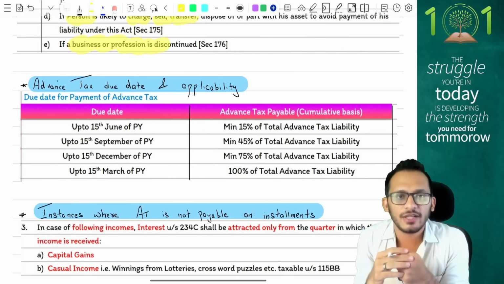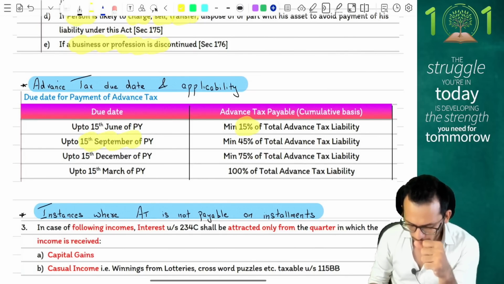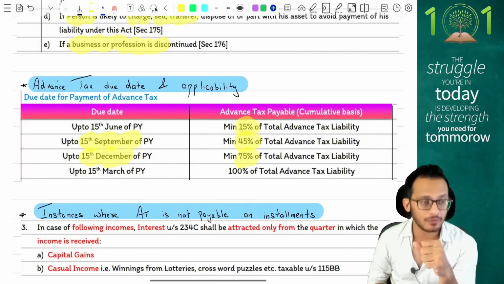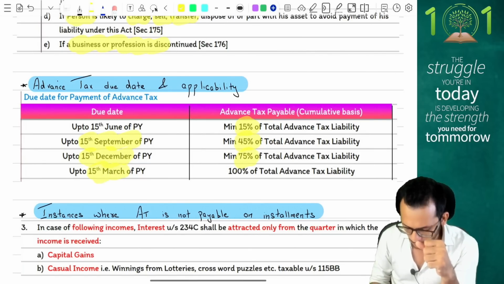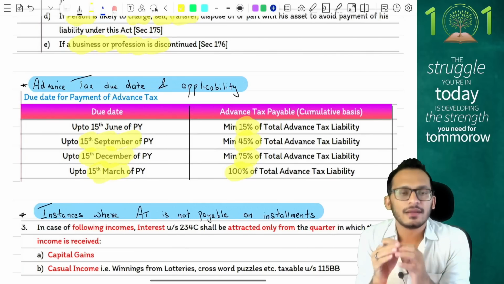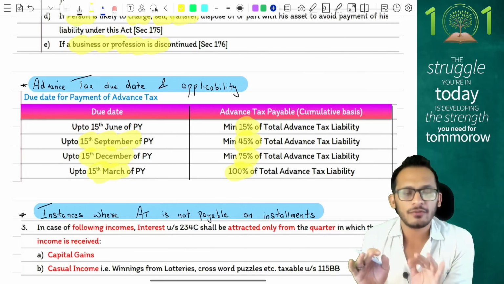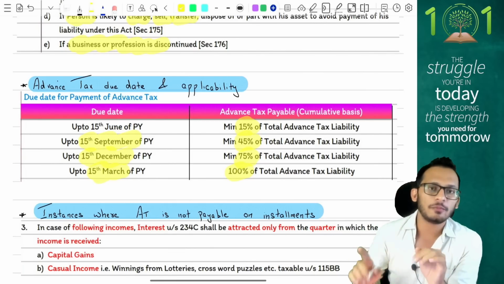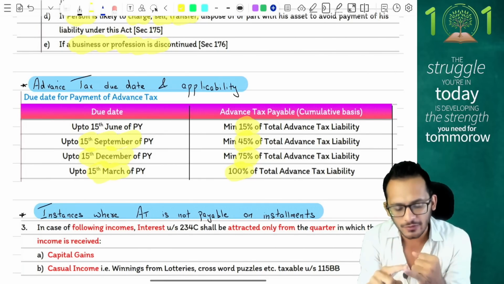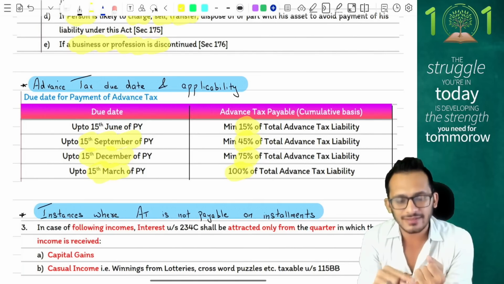Installment number 1 will be on 15th June where you'll pay 15% of your advance tax liability. Then you'll have 15th September where you'll pay 45% of your tax liability. Then 15th December where you'll pay 75% of your tax liability, and 15th March where you'll pay 100% of your tax liability. But income tax also says that if you're a person who's opting for presumptive taxation 44AD or 44ADA, then you don't have to follow these installments. You just have to pay 100% of your liability on 15th March. Yes, so 4 due dates for you to keep in mind: 15th June, 15th September, 15th December and 15th March. 15, 45, 75 and 100.